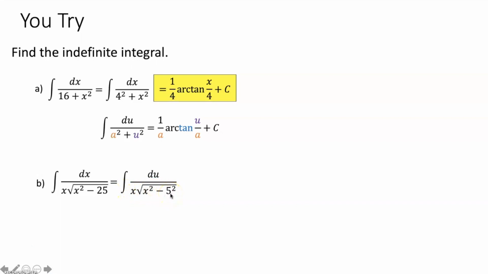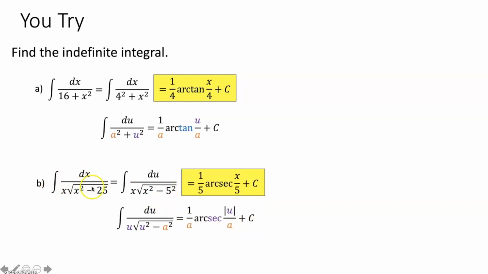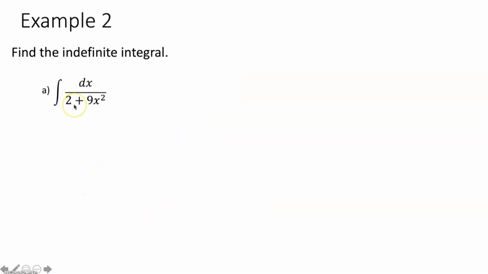Looking at that formula then, we see that our u is going to be equal to x, like we said, and our a is going to be equal to 5. So we take x, plug it in for u, take 5, plug it in for a here and here, and we have successfully evaluated this integral. Example 2, doing the same thing.